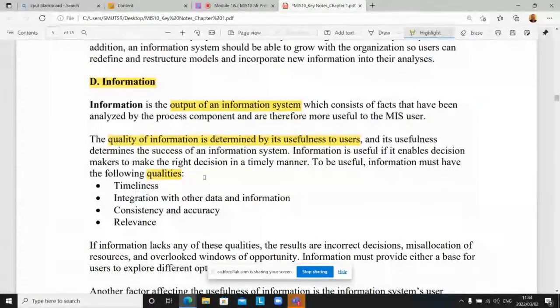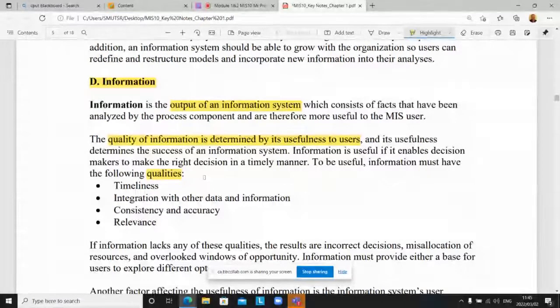Timeliness, when does it come from? The past, present, or future? How does it integrate with other information? Is it relevant? For example, you will have your name, and integrated to that is your address, integrated to that is your student number, integrated to that is your courses.